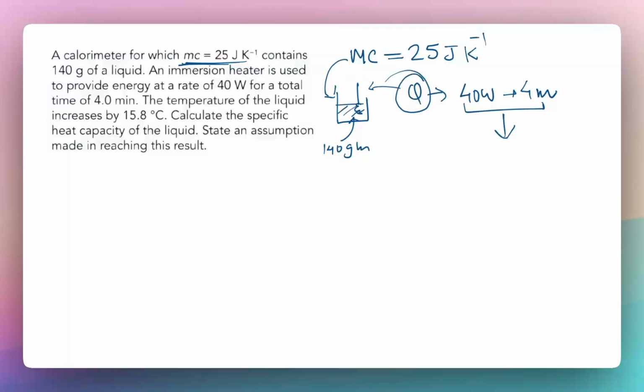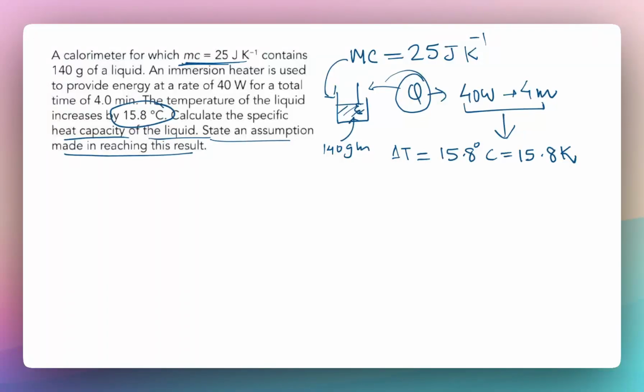The temperature of the liquid increases by 15.8 degrees Celsius. So they're directly giving us delta T as well. Not the initial and final temperature, but the change in temperature directly given. So 15.8 degrees Celsius is also equal to 15.8 Kelvin. So calculate the specific heat capacity of the liquid and state the assumption made in reaching the result.